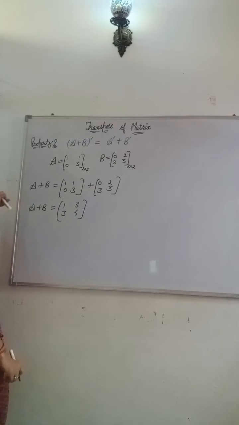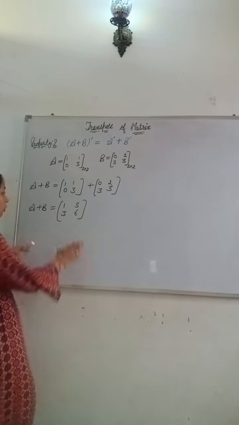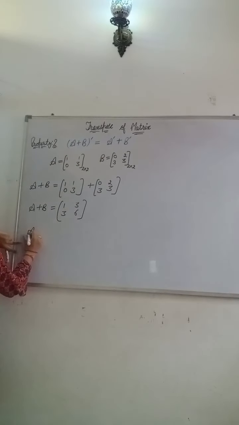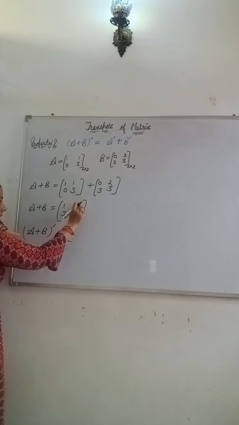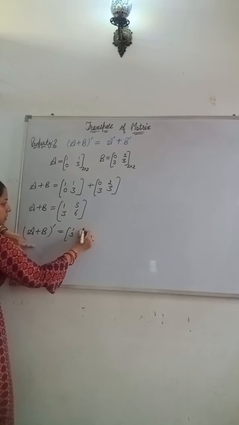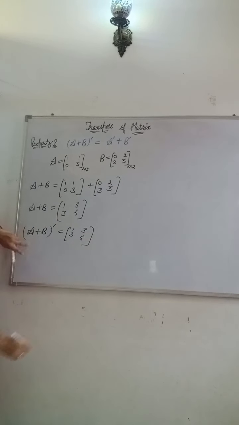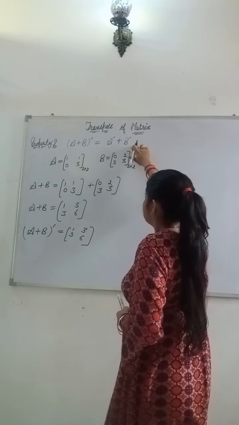But according to this property, in LHS we have to take the transpose of A plus B. Now just compute its transpose. Just interchange its rows and columns, then we can find its transpose. This first row will become first column. This second row will become second column. Here that is A plus B transpose. That's it. Now see the right hand side of this property.